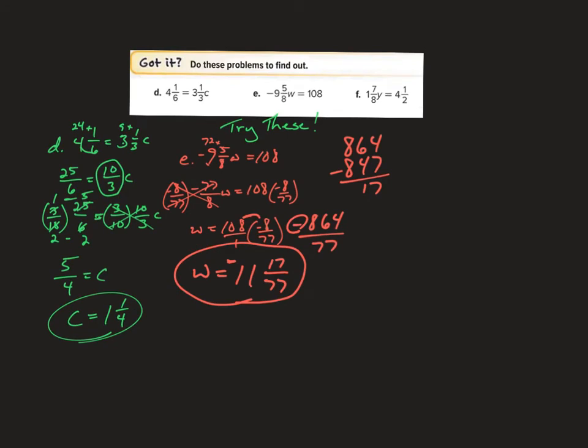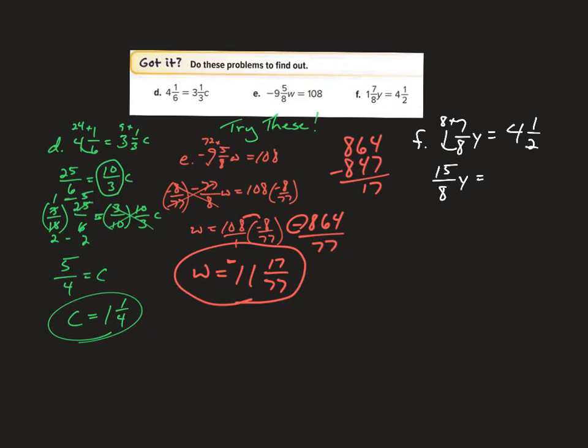And our last problem, F, is 1 and 7/8 y equals 4.5. So again, we're changing these mixed numbers to improper fractions. 8 times 1 is 8, plus 7 is 15 over 8y.